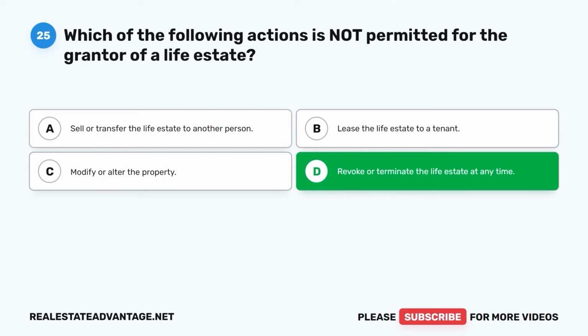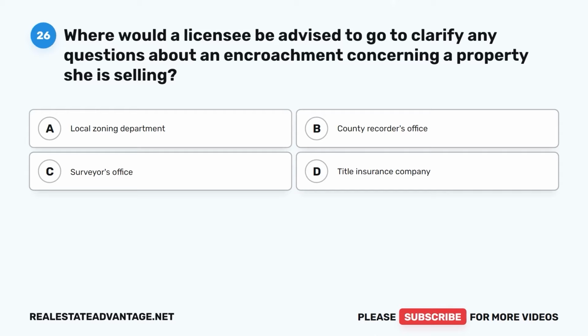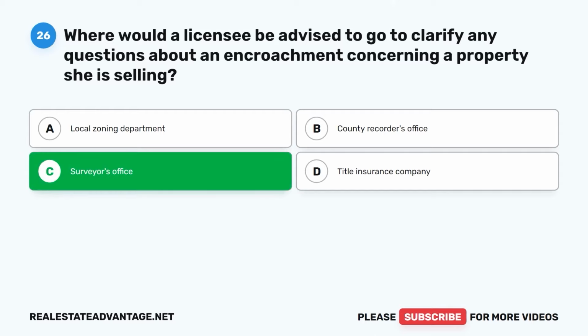Once a life estate is created, the grantor, also known as the life tenant, cannot unilaterally revoke or terminate the life estate. The life estate remains in effect until the death of the life tenant or the occurrence of any other specified event mentioned in the deed or will. Question 26. Where would a licensee be advised to go to clarify any questions about an encroachment concerning a property she is selling? A. Local zoning department. B. County recorder's office. C. Surveyor's office. D. Title insurance company. The correct answer is C. Surveyor's office. The surveyor's office can provide accurate boundary information and identify any potential encroachments on the property in question.